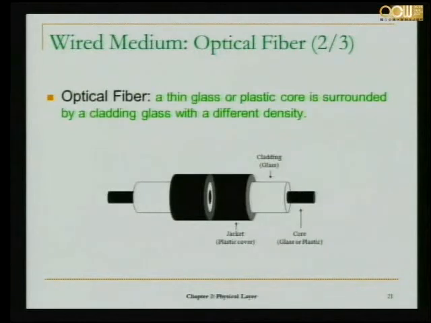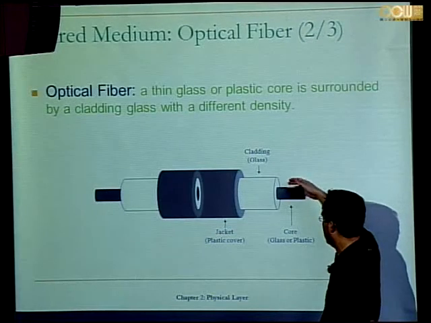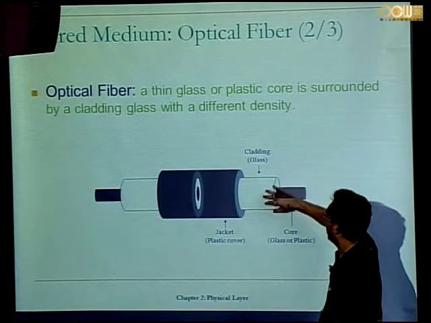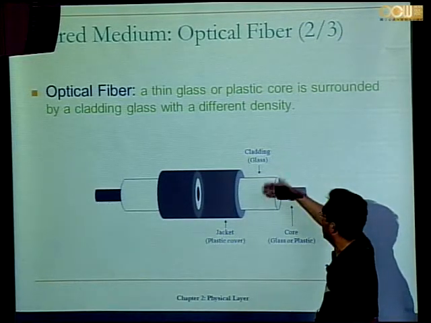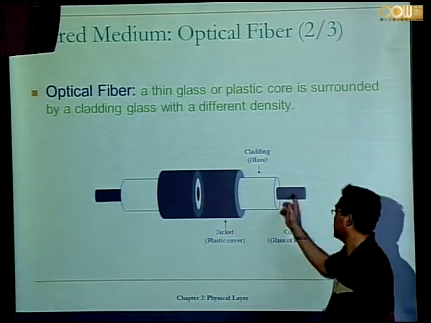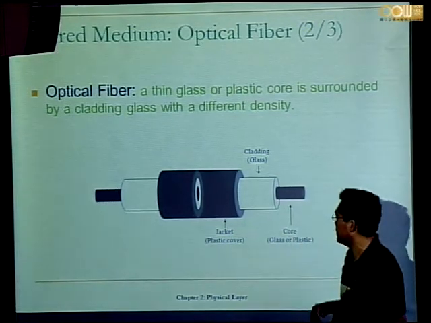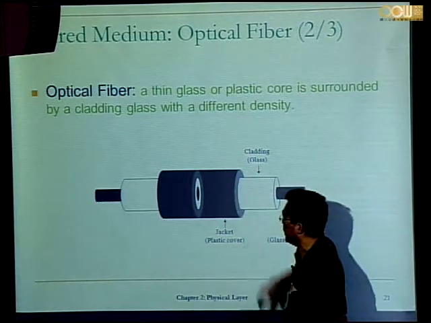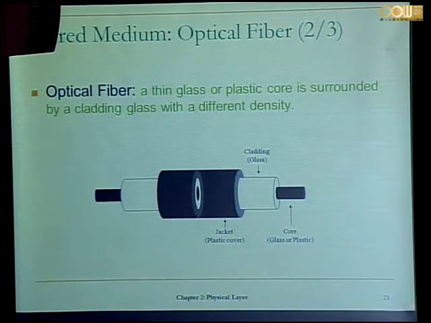So here is the structure of a fiber. You have a core, which is plastic or glass. And then you have a cladding, which is also glass, but with different density, and then a jacket to protect. And so you have two media.